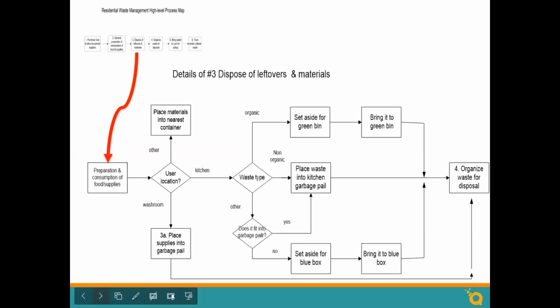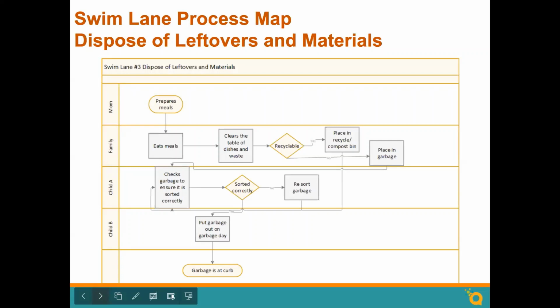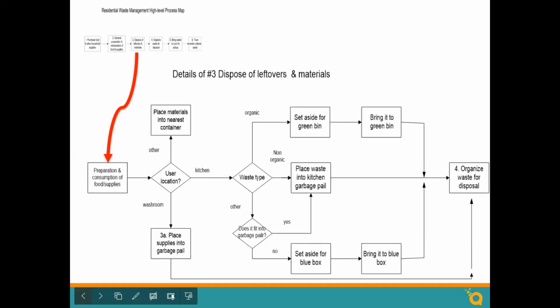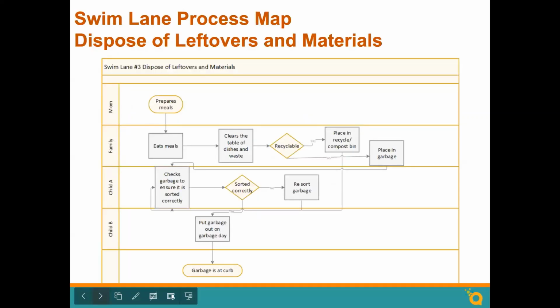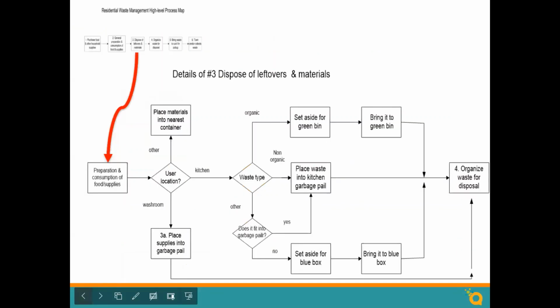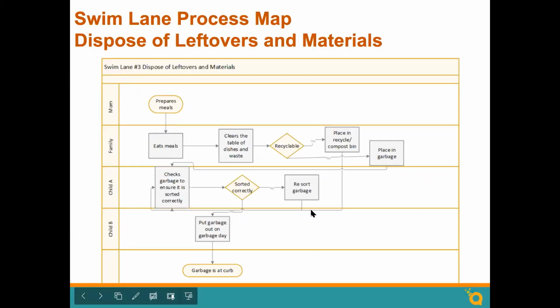If we were curious about the work of disposing of leftovers and materials, we might do a swim lane map. What the swim lane map does is it takes that exact same process that you saw here, and it breaks it down by who. So in this case, I've got mom, I've got family, I've got child A and child B. And if we were trying to look at our process and see how the workflow worked and the responsibility worked, you can begin to see a couple of things that you didn't necessarily see in this map up here, one of which jumps off the page.